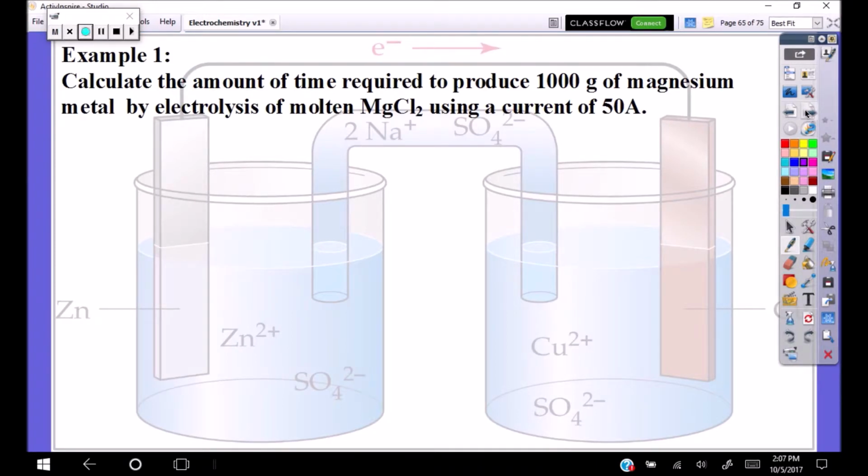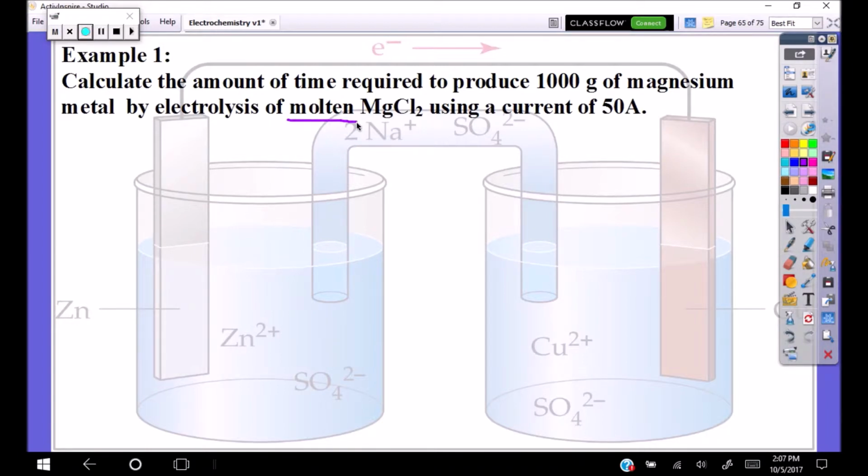Next one, calculate the amount of time required to produce 1,000 grams of magnesium metal by electrolysis of molten MgCl2 using a current of 50 amps. All right, so this is a fun little one. We have to pay attention to some of the keywords and to the half reactions here because we need to look at our electrons and make sure everything's balanced out, which it should be.